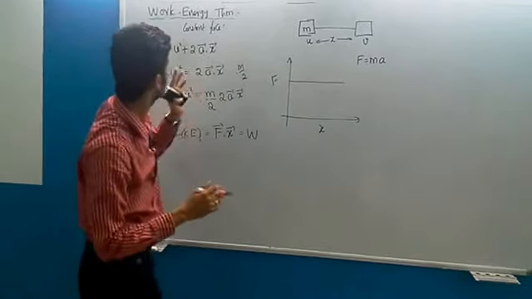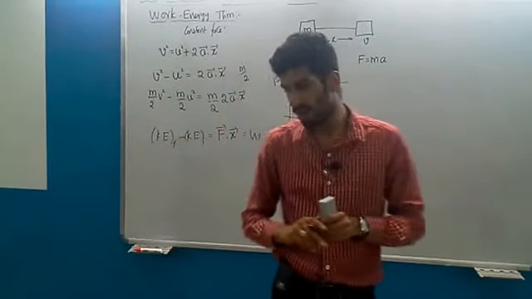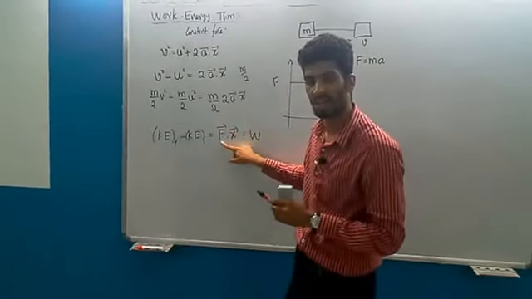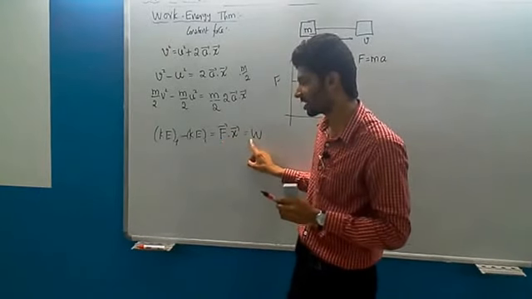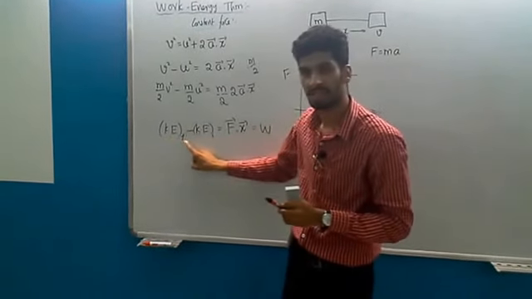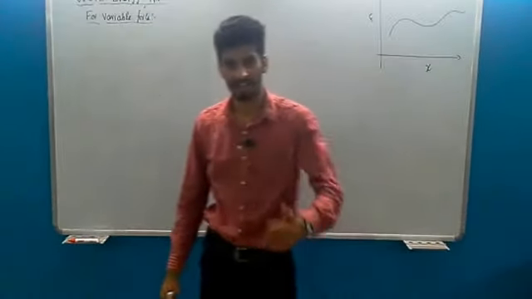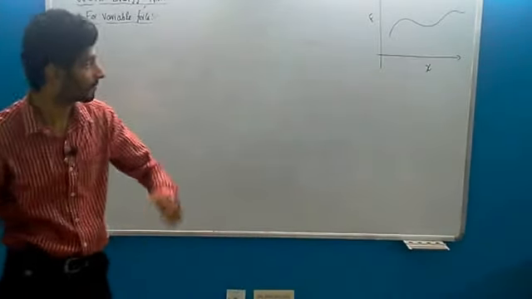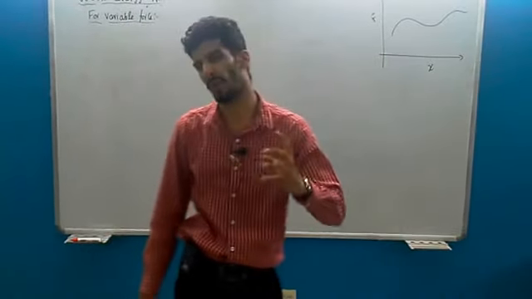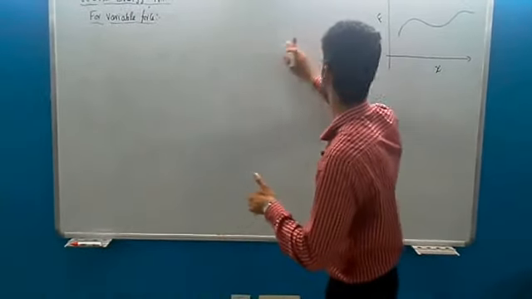What this work energy theorem says is, whatever work is done by the external force, that work done is exactly equal to the change in kinetic energy. That is for constant force. I discussed the work energy theorem for constant force. What if the force varies with the displacement? This is how it goes.